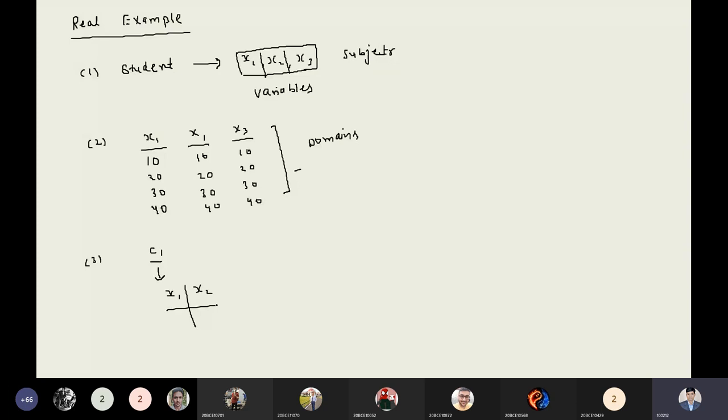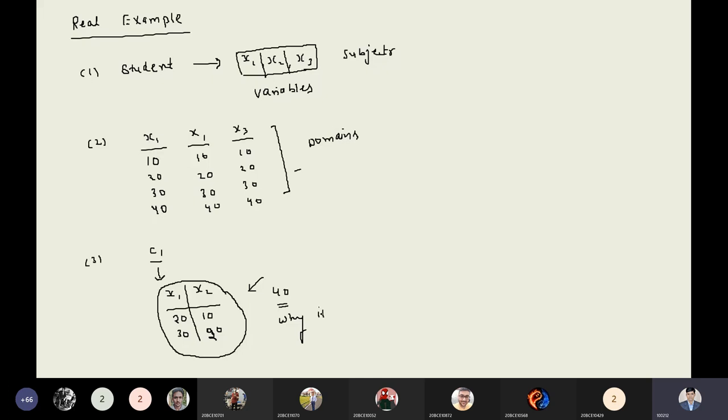Please keep in mind, if a student is choosing the subjects X1 and X2, he has to get a minimum of 20 marks and a maximum of 30 marks. These are the values I'm giving. So in this constraint, if you're getting 40 marks, that is not applicable.